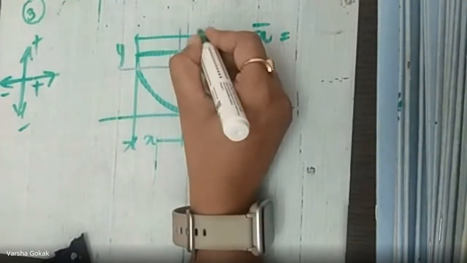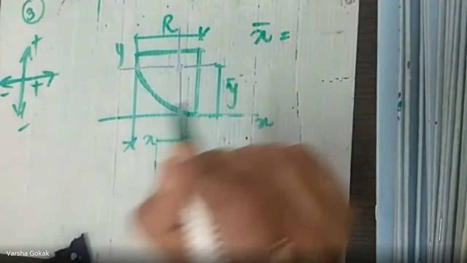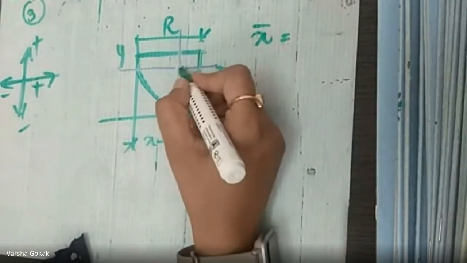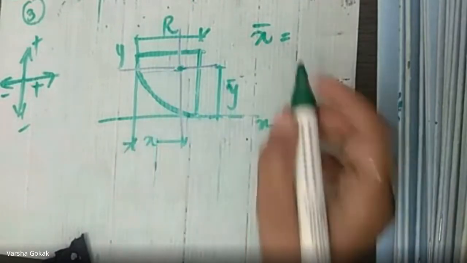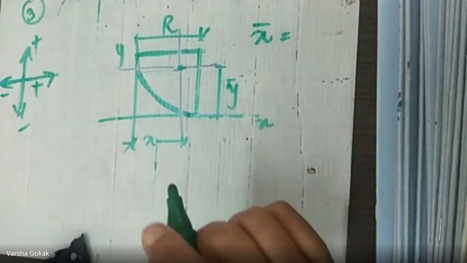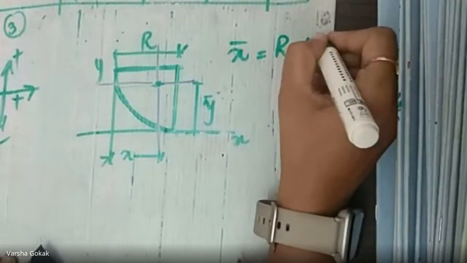And the radius, this is what? Radius, because it's a quarter circle. This is the radius. This is 4r by 3 pi. And I want this distance. How much is this? What is x bar? R minus 4r by 3 pi.